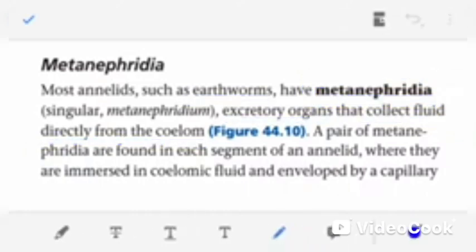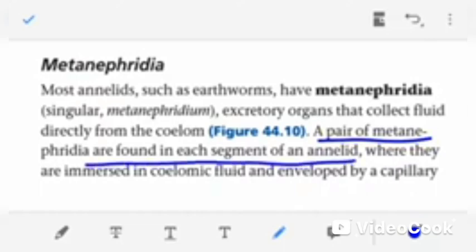Now the coelom is the body cavity in which all the organs are present, and from this coelomic fluid the metanephridia receives and collects the fluid. Now, how many metanephridia are there? A pair of metanephridia, that means two nephridia, are present in each segment of an annelid, of an earthworm.